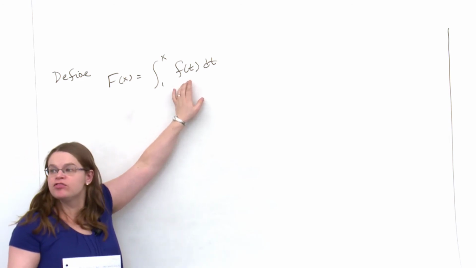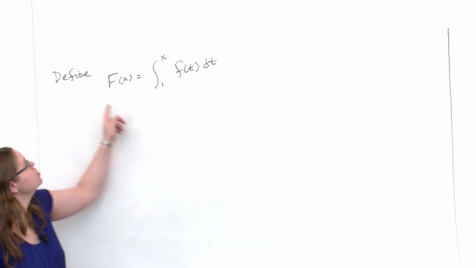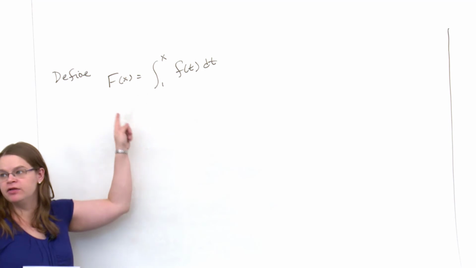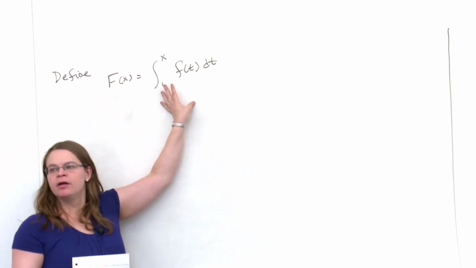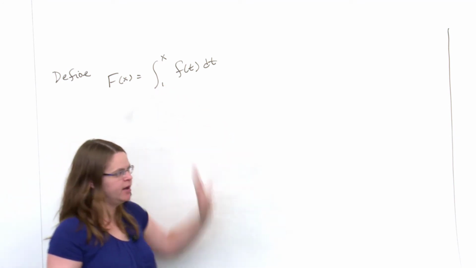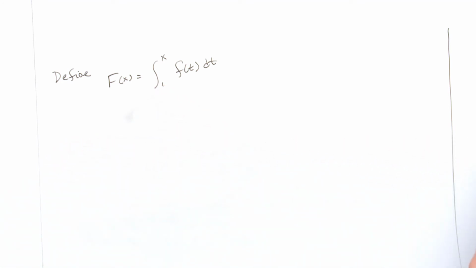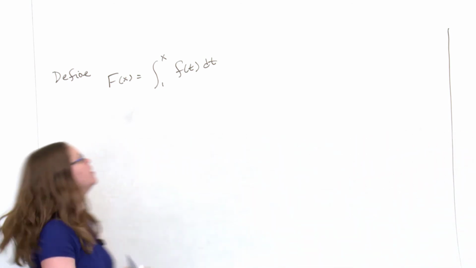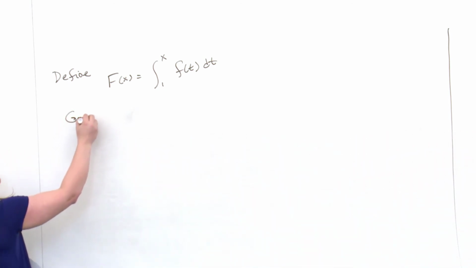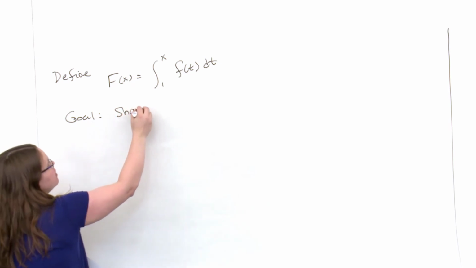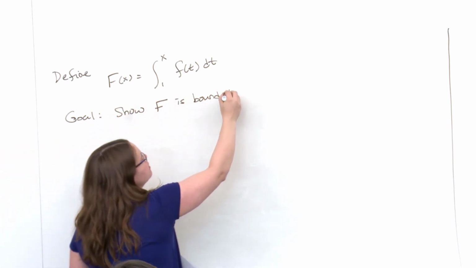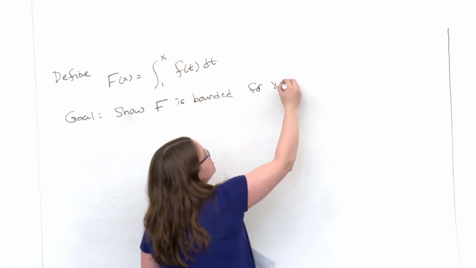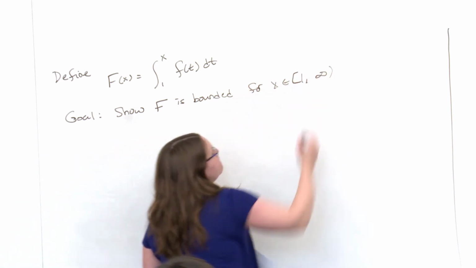But we know that since this is a positive function, all we need to do is show that this guy stays bounded, right? Pick any x that you like. This number has a bound that doesn't depend on x. And we've got kind of a reasonable candidate for a bound over here. So this is going to be our goal. Show that capital F is bounded for x belonging to 1 to infinity.